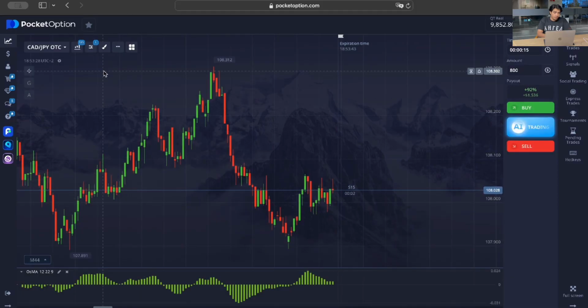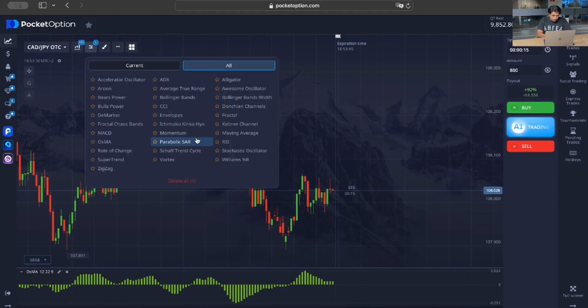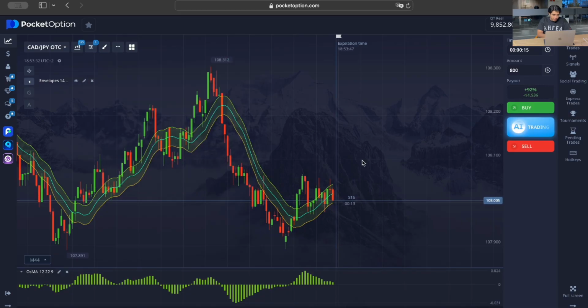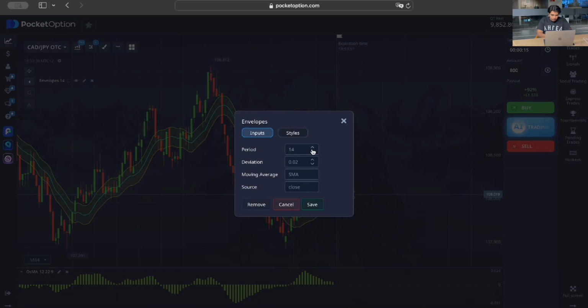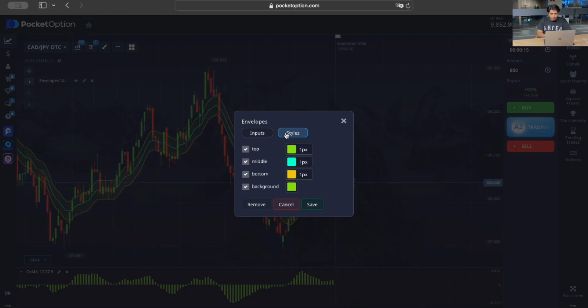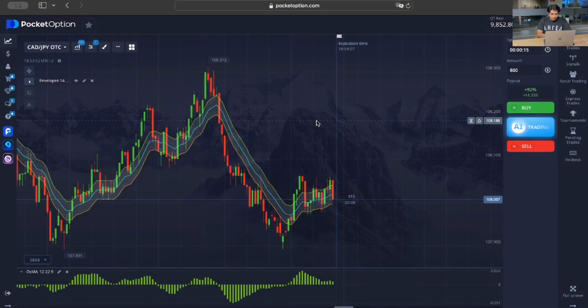Next we will choose Envelopes. All you need to change in the Envelopes is to make sure that the moving average is changed to EMA. That's all you need to change. Keep the period at 14, and for style and everything, the background you can just make white, and save it. So let's start with the trade.